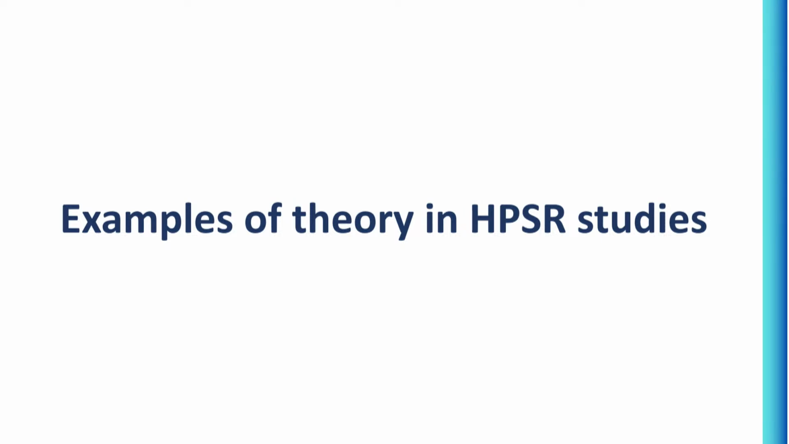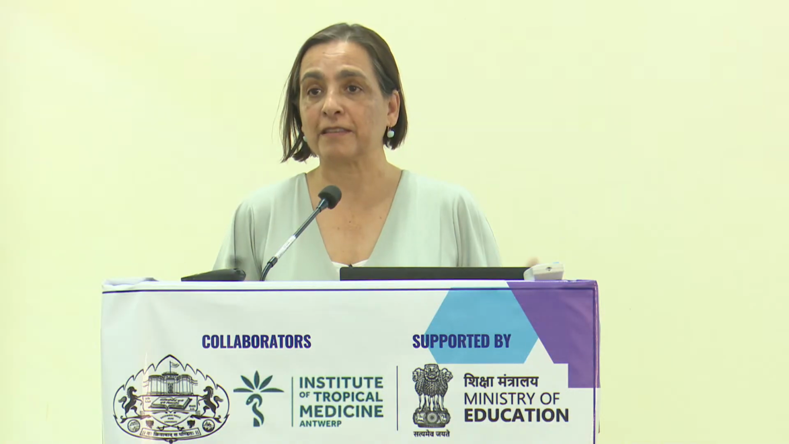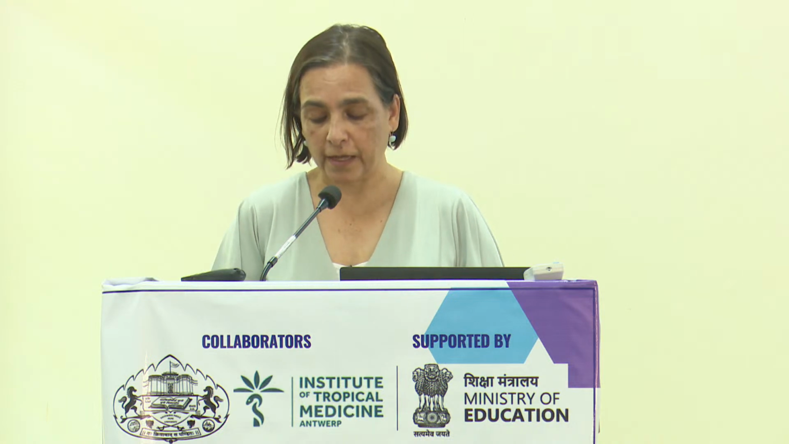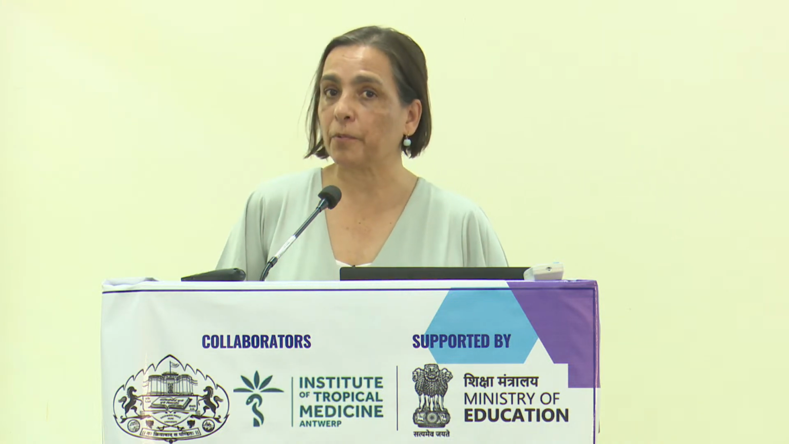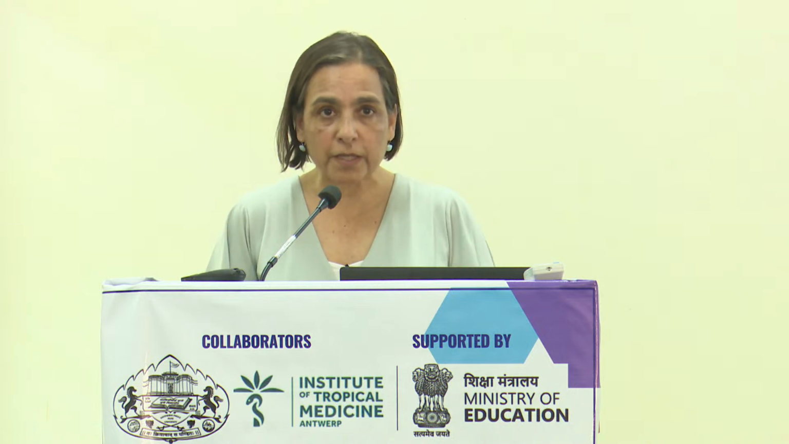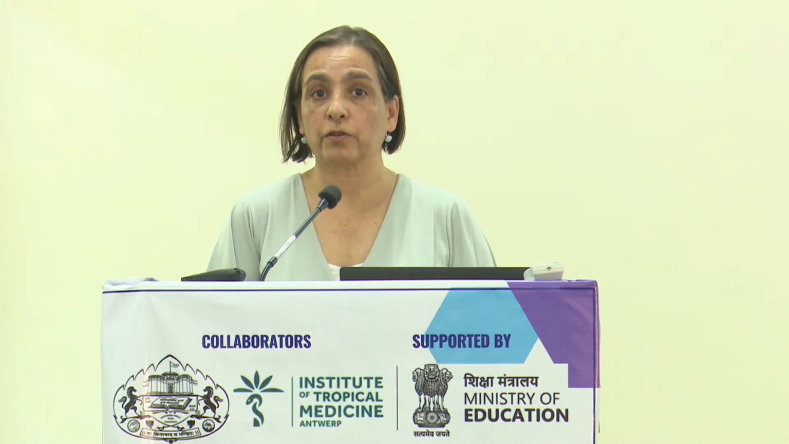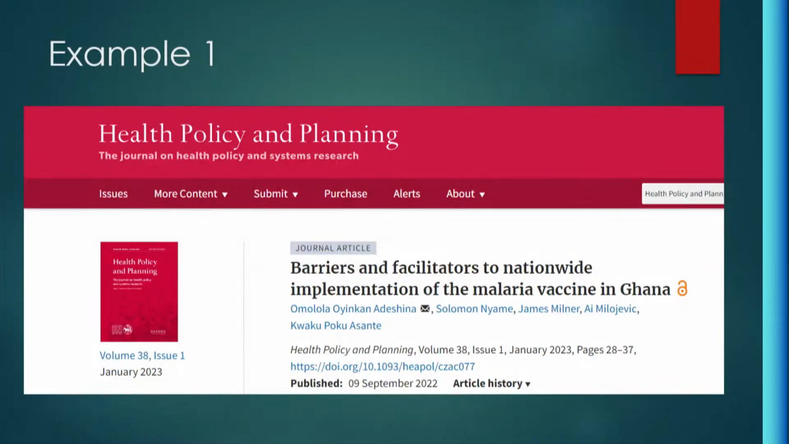Now we're going to do the same exercise that we did yesterday, which is we're going to look at some papers and we're going to try to locate anything that tells you there is theory going on in this paper, okay? Because again, I want you to be able to read a paper and recognize what is informing the way that the researcher is writing this paper. Okay, so our first paper is from Health Policy and Planning, and it's about barriers and facilitators to nationwide implementation of the malaria vaccine in Ghana.